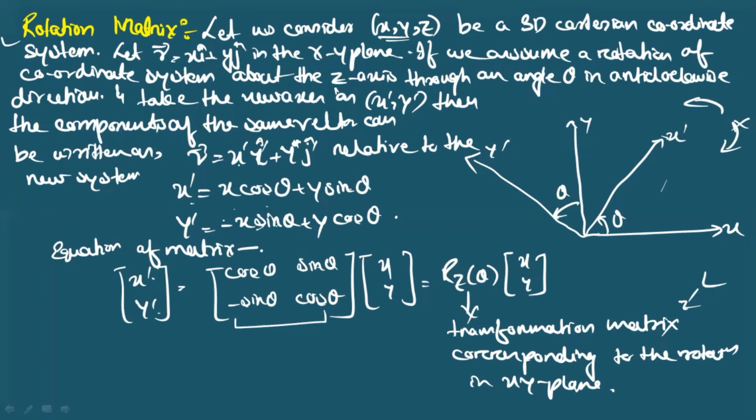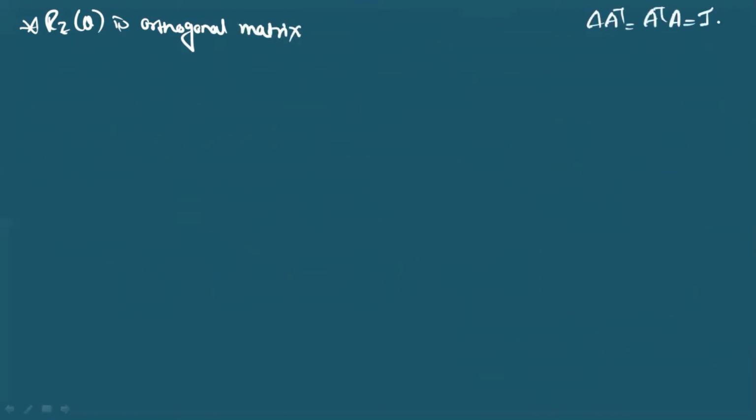All right. Now we will see the properties of this transformation matrix. The first property: this Rz(theta) is an orthogonal matrix. And we already know that for an orthogonal matrix, A transpose A is equal to the identity matrix. We have also taken examples in the orthogonal matrix lecture, where we discussed the types. You can go and check that lecture also.